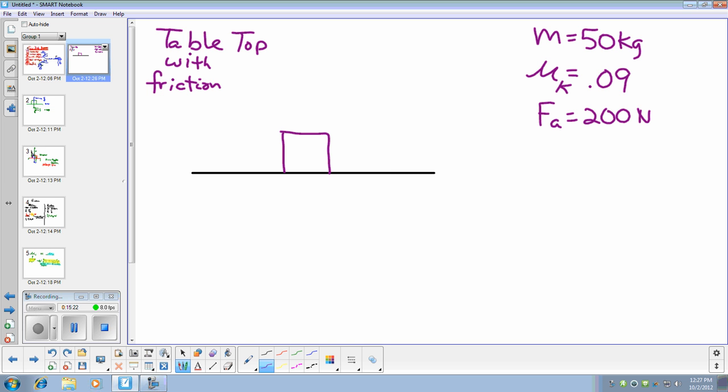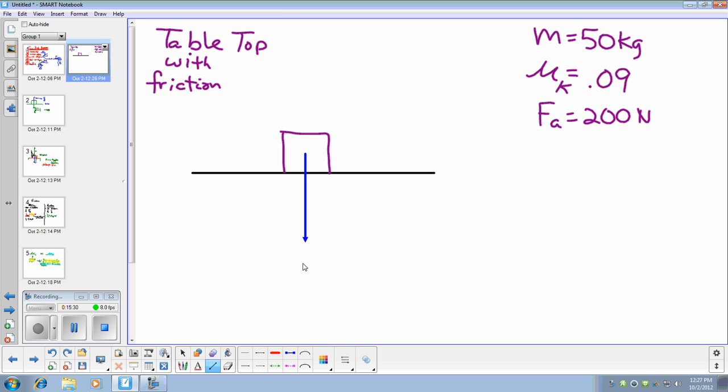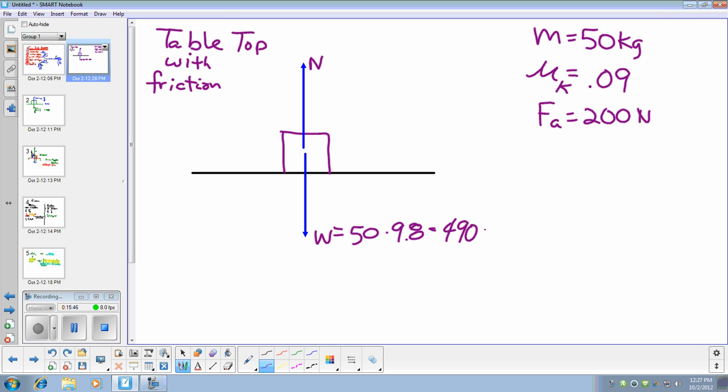Now, the next thing we need to do is just identify some of the variables and begin drawing our free body diagram. So we'll get our arrow. There is our weight. In the opposite direction will be our normal. We can find our weight and our normal value by taking 50 multiplied by 9.8 to give us 490 newtons.